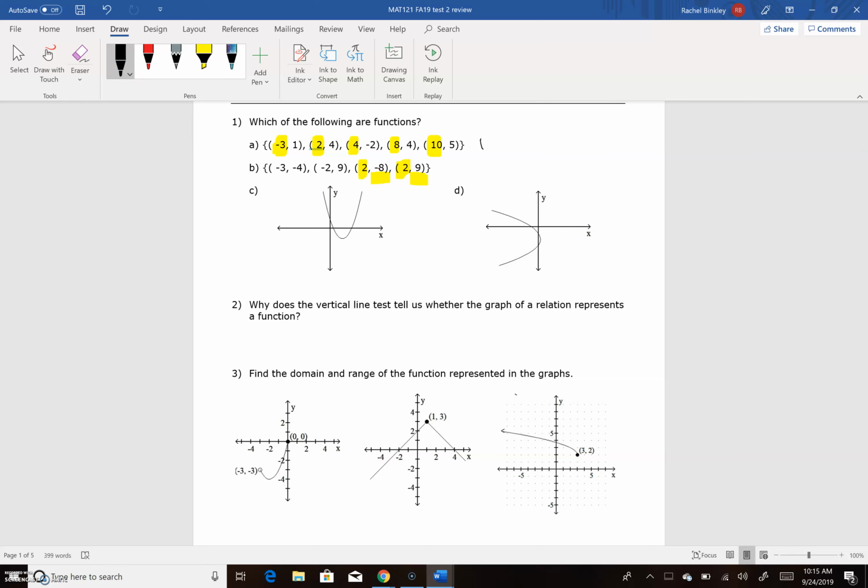Okay, so this is a function, and this is not a function.